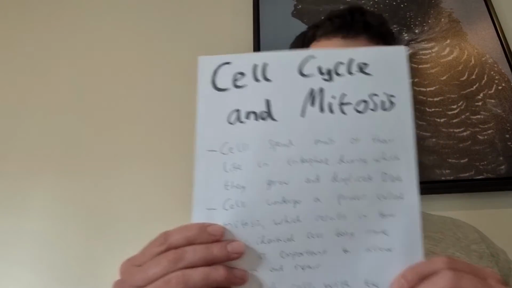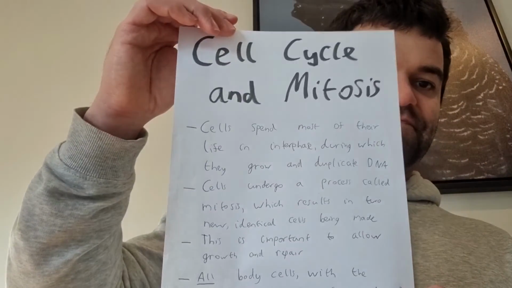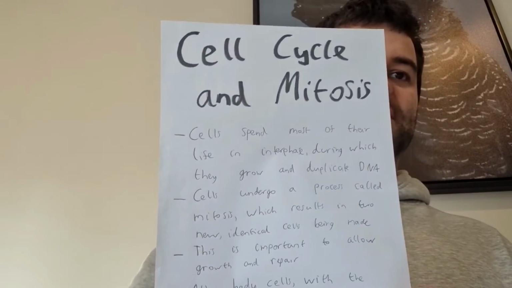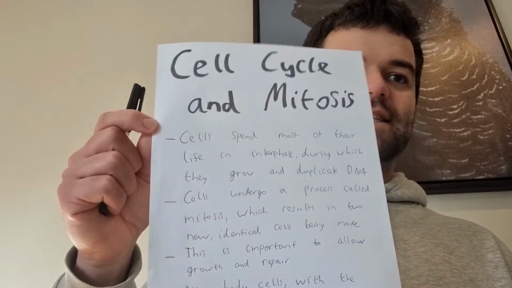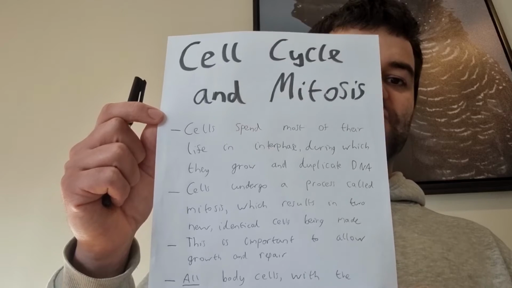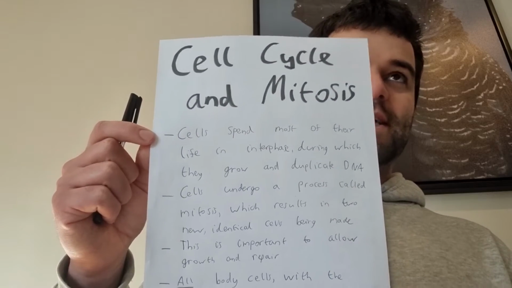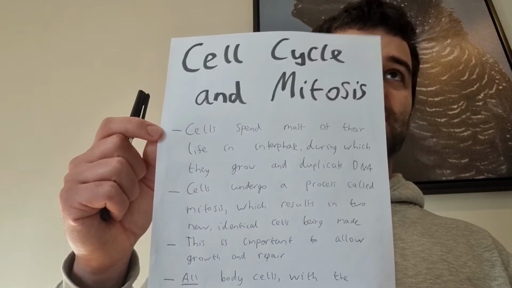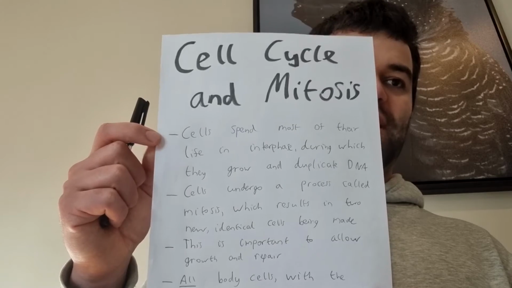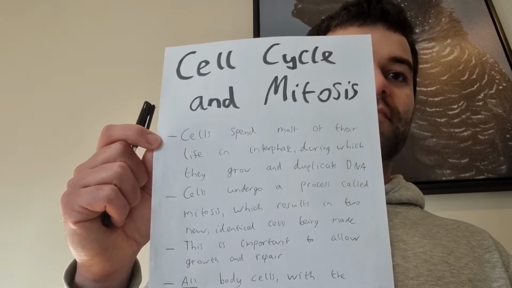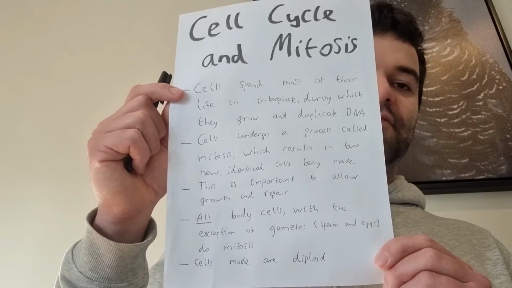But then they begin to undergo a process called mitosis, which ultimately results in two new identical cells being made, which is really important to allow the body to grow and to repair. So it's happening constantly. New cells are being made through mitosis to replace old cells and to allow growth to happen. Nearly all body cells do mitosis and are made through mitosis.